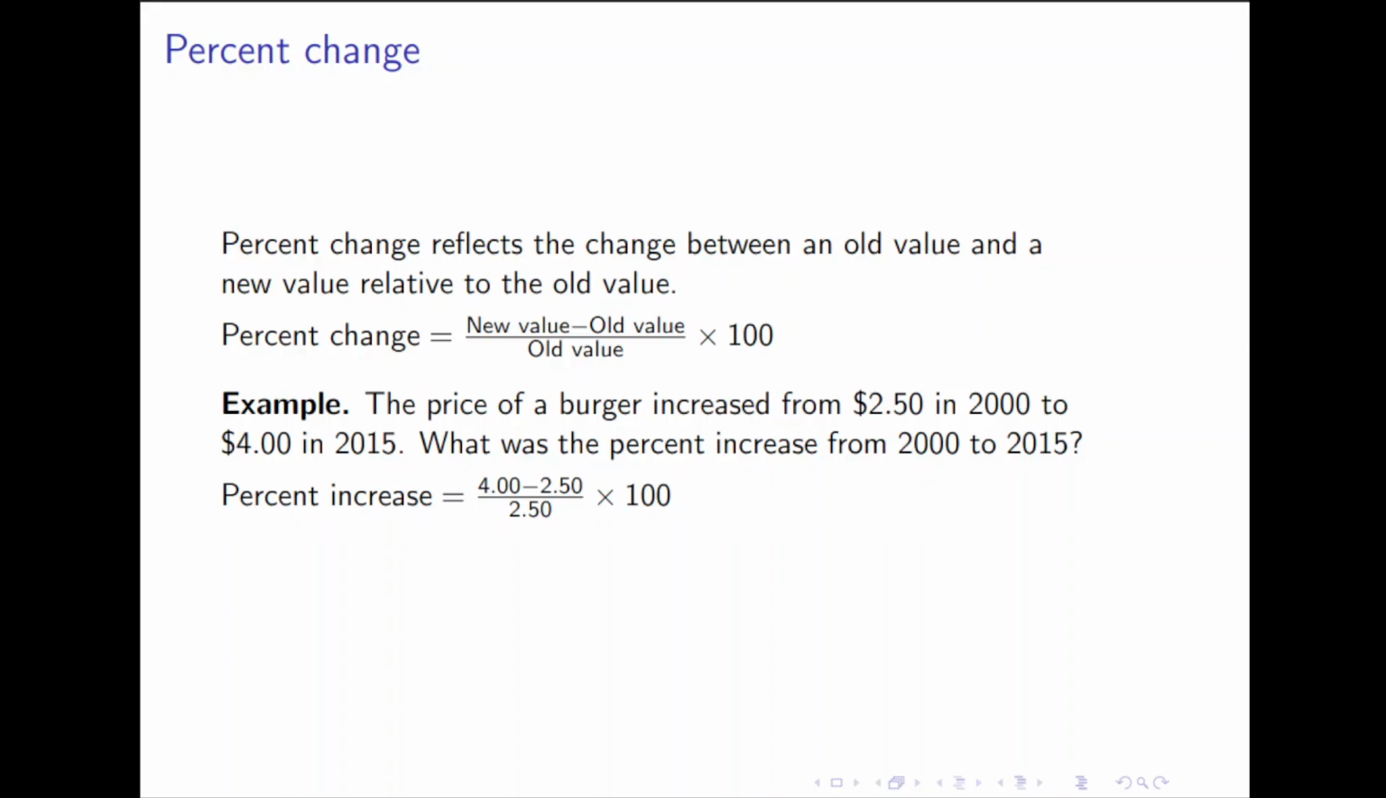Simplifying the fraction, we have 1.50 divided by 2.50, which is 0.60, which needs to be multiplied by 100, giving a 60% increase.